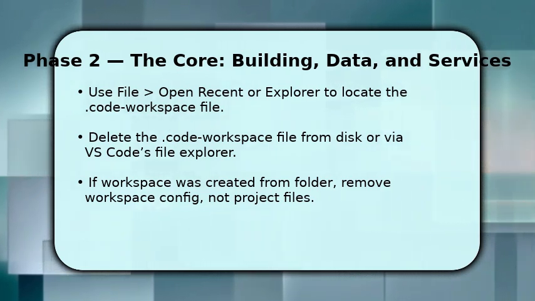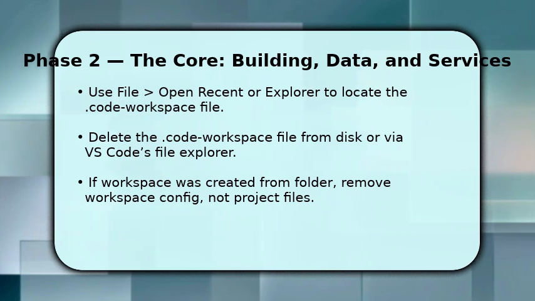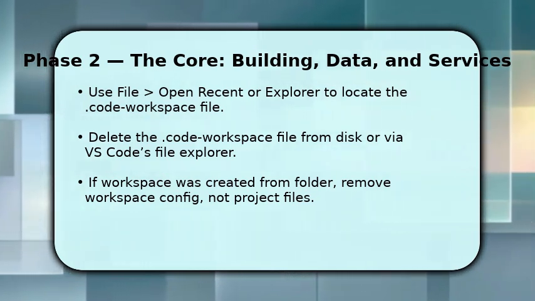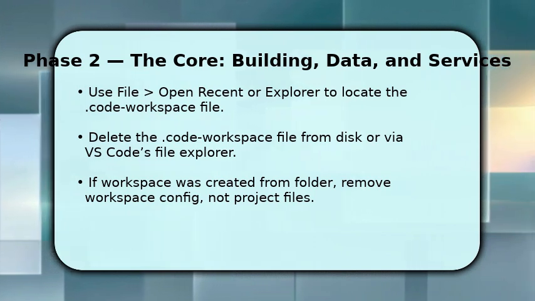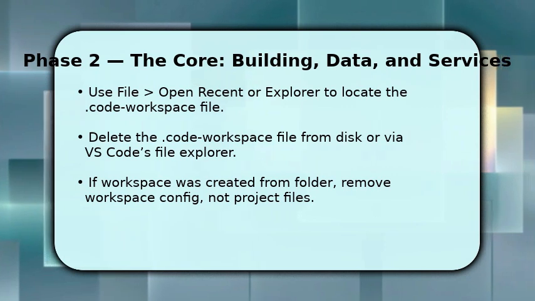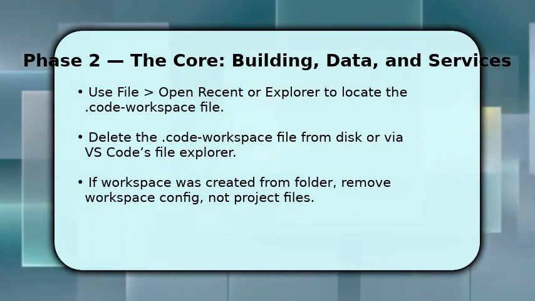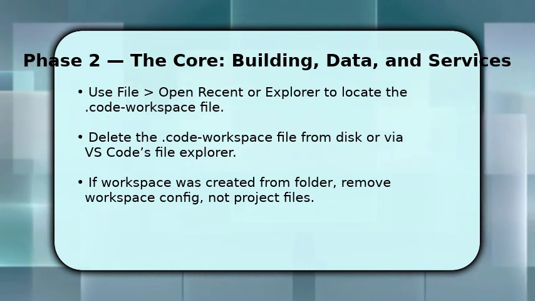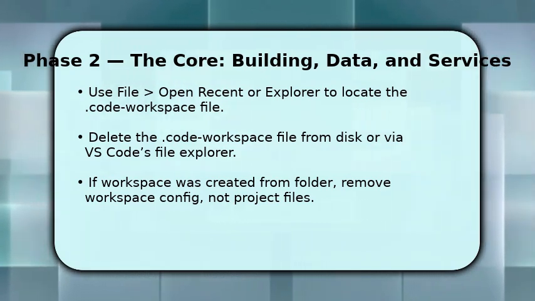Right-click the workspace file and select Delete, or open your OS File Manager and remove it there. You're removing VS Code's saved window state and settings, not your project source, so double-check the file name. If the workspace was just a saved window for one or more folders, deleting the file won't delete the folders, which is why this step is safe if done correctly.